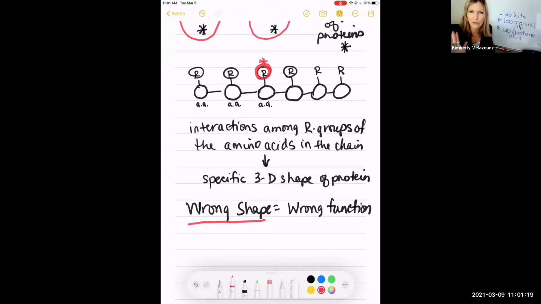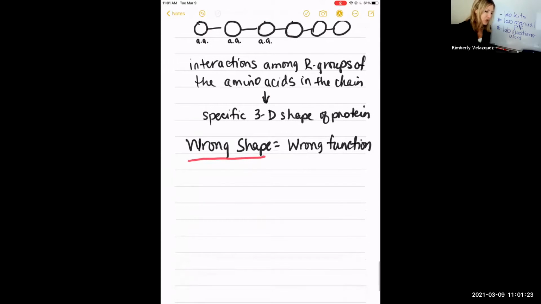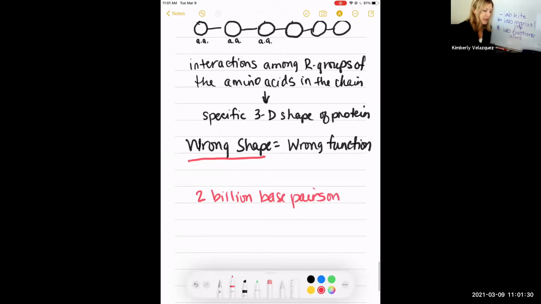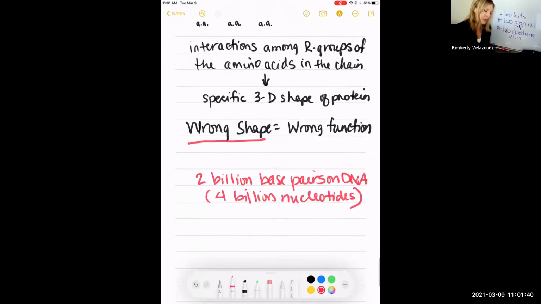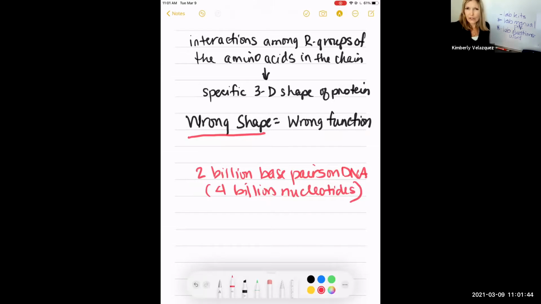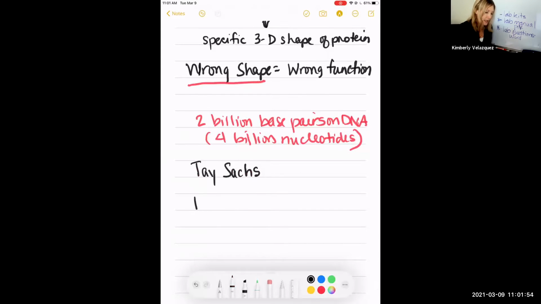And I know I'm a little over, but I just want to give you one example of how critical this is. You have 2 billion base pairs on your DNA. Okay, so that's 4 billion nucleotides. Nucleotides are the building blocks of DNA, RNA, ATP. There is a disorder called Tay Sachs that you might or might not have heard of before. In Tay Sachs, one base pair, in other words, 2 nucleotides out of 4 billion is incorrect.